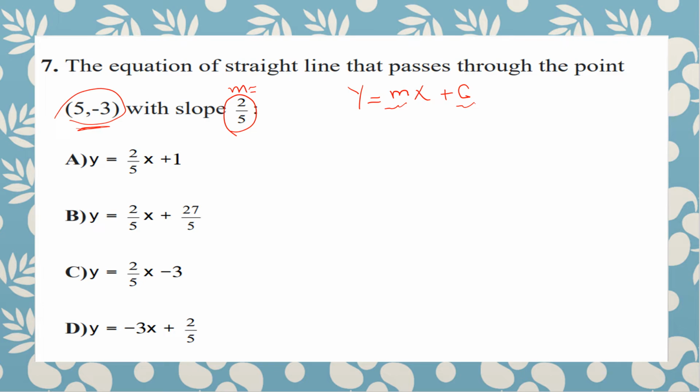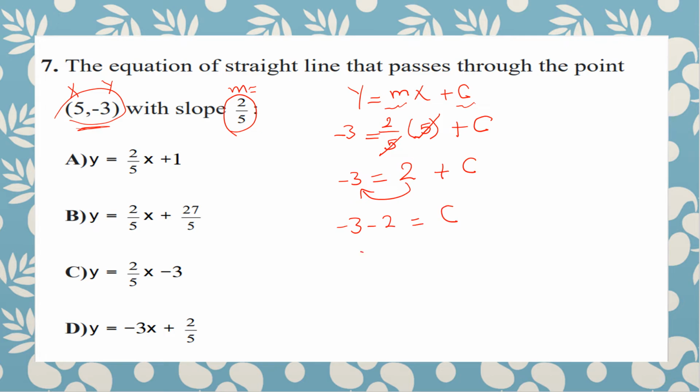So this is y, and this is x. So y equals negative 3 equals m, which is 2 over 5, times x, which is 5, plus c. We need the value of c, so 5 goes with 5, and minus 3 equals 2 plus c. 2 goes to the other side, so minus 3 minus 2 equals c. Then c equals minus 5.